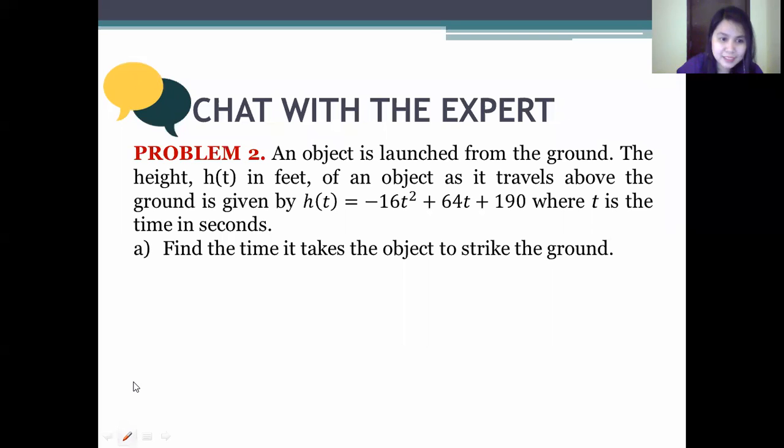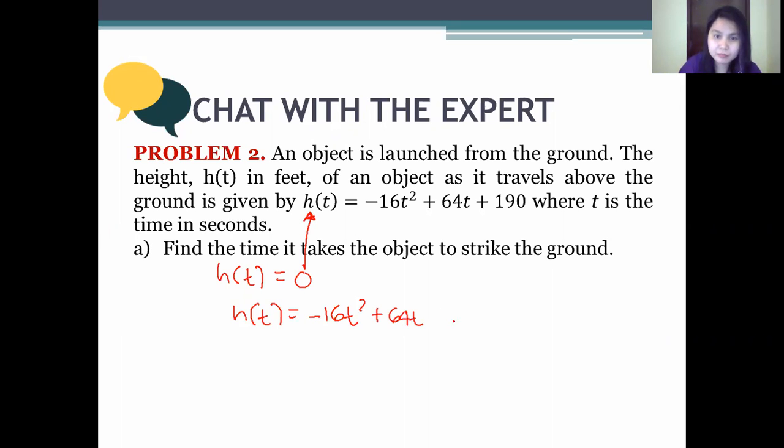So let's replace. We say our h(t), the height, will be 0. So let's substitute 0 for the value of h(t). Now we'll have, I'll copy first the function for the height. So 0 is equal to -16t² + 64t + 190.